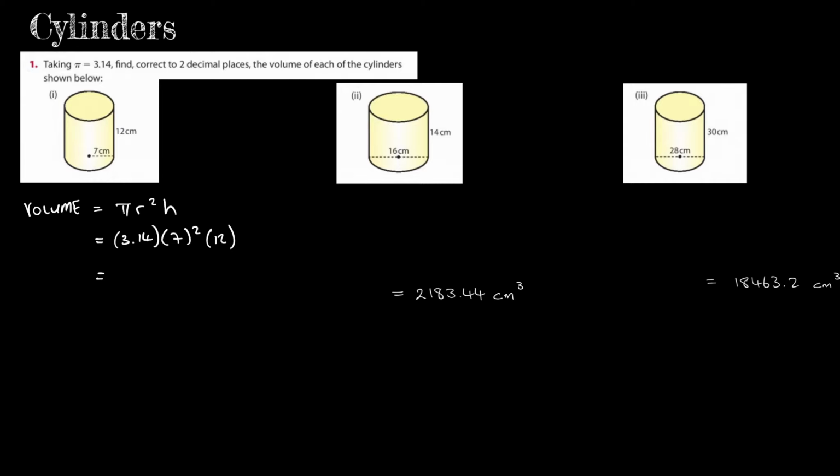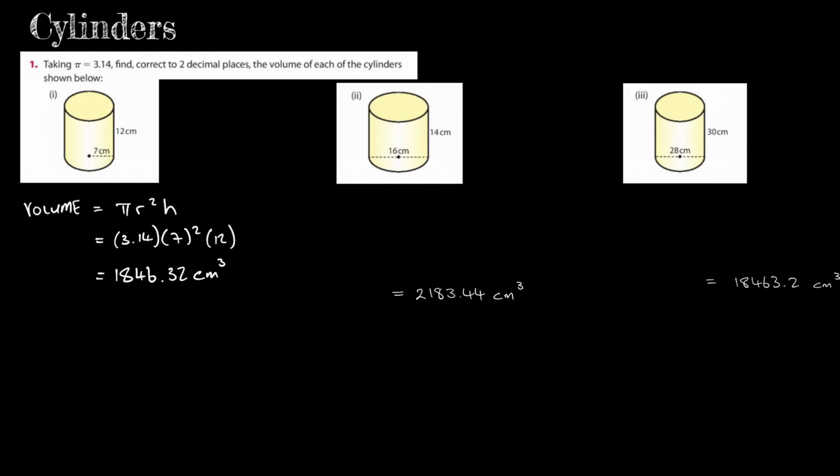And I simply need to type that into a calculator. 3.14 multiplied by 7 squared multiplied by 12, and it gives me an answer of 1846.32, and that is in centimeters cubed. The reason why it's centimeters cubed is because I'm multiplying centimeters by centimeters, that'll give me centimeters squared, and I'm multiplying that by centimeters again, so centimeters squared by centimeters is centimeters cubed.